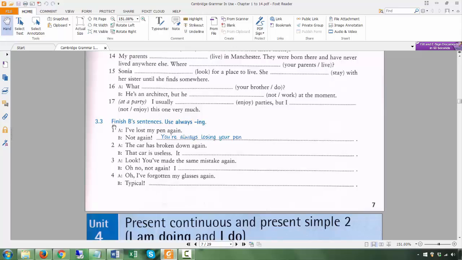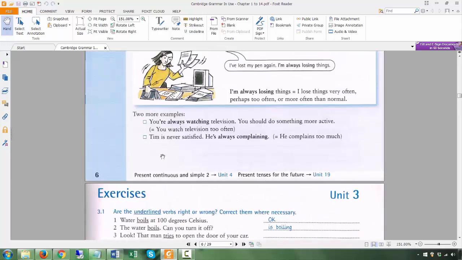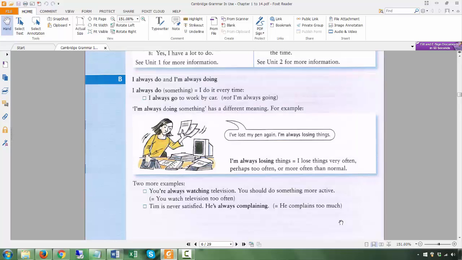Okay. The exercise in 3.3 is testing you on what you learned here. This B section is a bit more advanced. I would say you don't have to know this, because it can get a bit confusing. All right. This is what B is trying to tell you: you can say "I always do" and "I'm always doing."